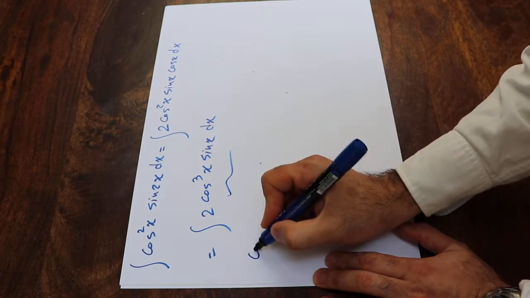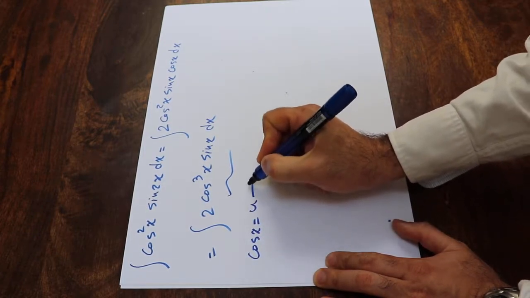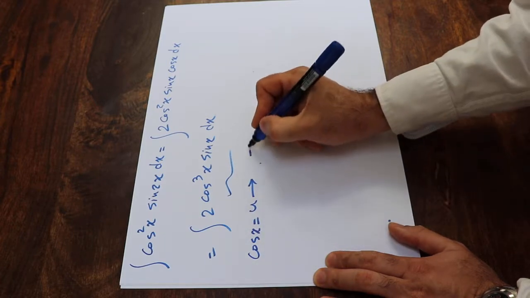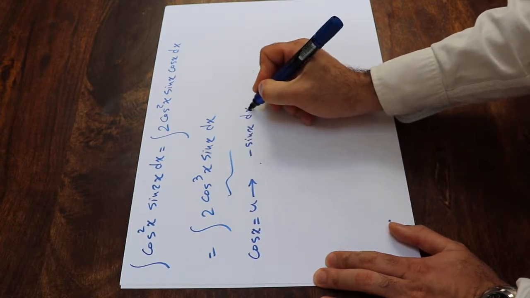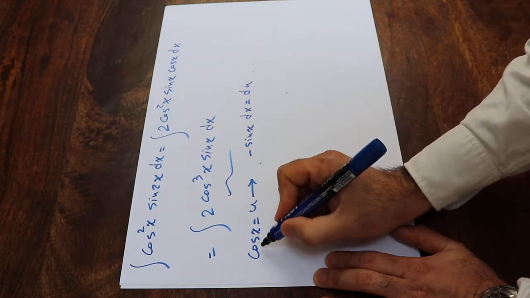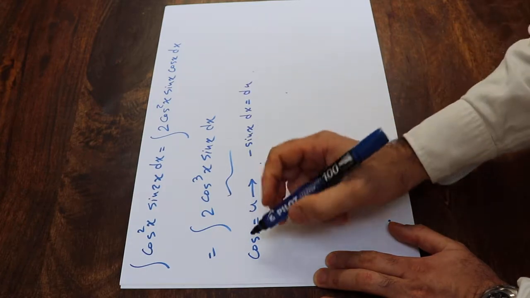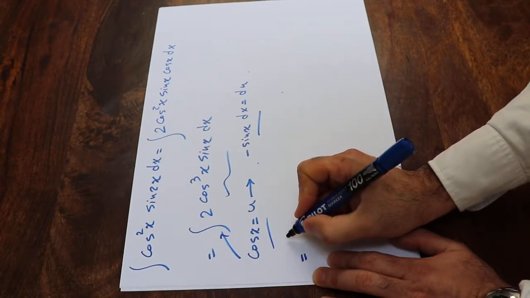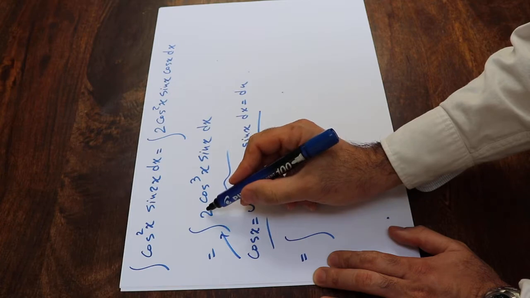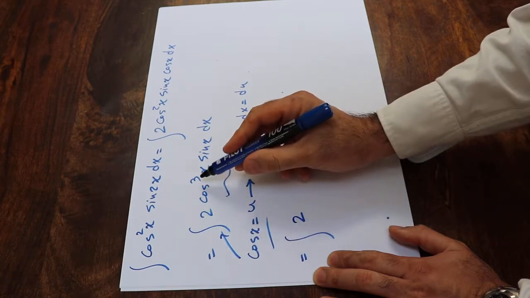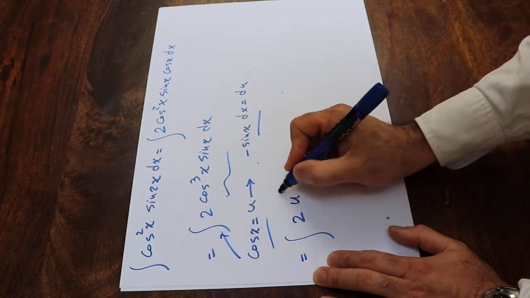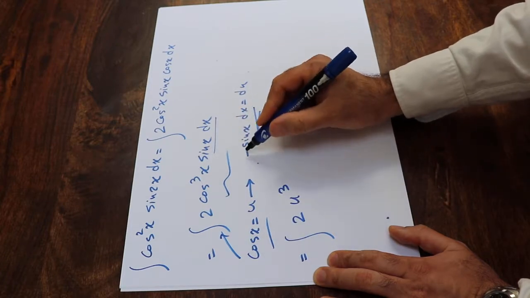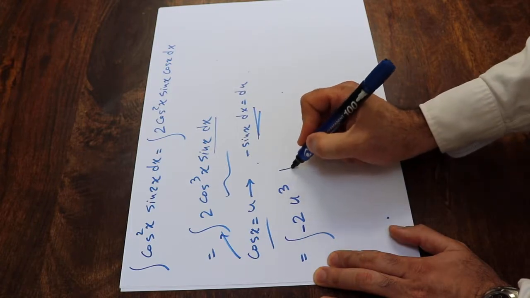If you define cosine x as u, and take the derivative of each side of this equation, you get that minus sine x dx is equal to du, because the derivative of cosine x is minus sine x. Now if you substitute these two expressions into this integral, you can rewrite it as the integral of 2 times u cubed, and sine x dx will be equal to minus du, so that is minus du.